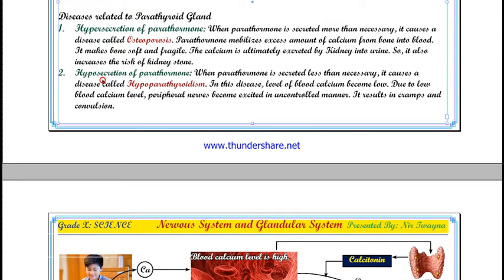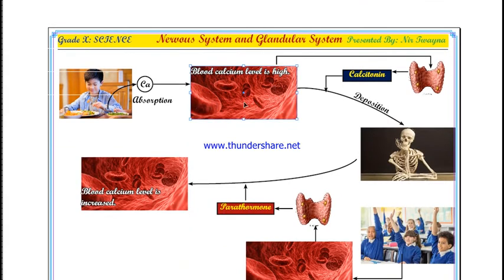And next, hyposecretion of parathormone. When parathormone is secreted in less amount than necessary, then from your bone very less amount of calcium is released to your blood. That means calcium level is not maintained in blood.